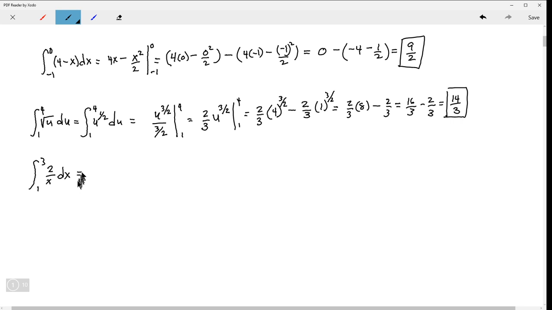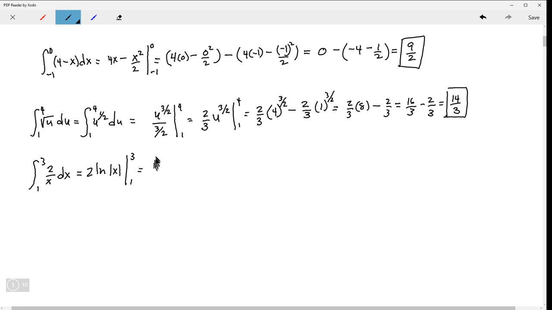All right. Okay. Now remember, we can use the power rule as long as the power is not -1. This down here means I really have x to the -1 up here. So when I have 2 over x, or 2 times 1 over x, I have the natural log. So that's going to be ln, the absolute value of x, from 1 to 3.